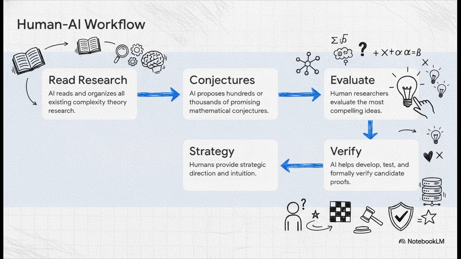Step 3. Humans step in. We use our innate intuition to evaluate those ideas and filter out the noise. Step 4. Once we draft a candidate proof based on those insights, the AI comes back to formally verify the logic, acting as an infallible proofreader. And Step 5, throughout this whole cycle, humans are providing the high-level strategic direction while the AI handles the exhausting, large-scale search and validation. It's an absolutely perfect partnership, abstract human insight powered by relentless machine scale.